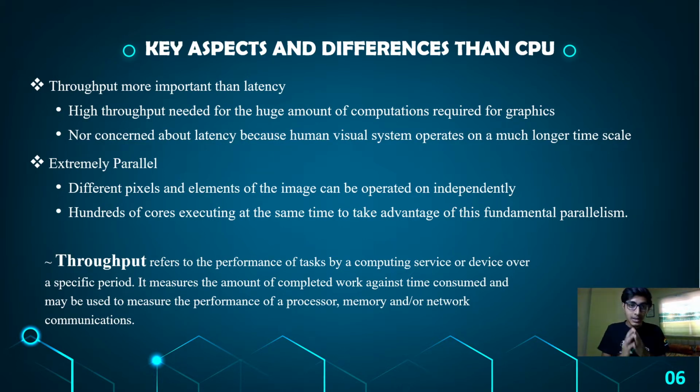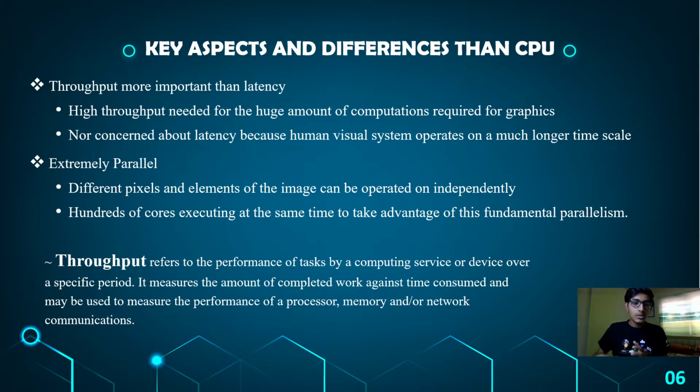Now coming to key aspects, GPU has more throughput, more importance on throughput than latency, and it is extremely parallel. Parallel computing is more of a focus in GPU than CPU. In CPU, there is sequential coding, and in GPU, there is parallel coding. Different pixels and elements of the image can be operated on independently, and hundreds of cores execute at the same time to take advantage of this fundamental parallelism.